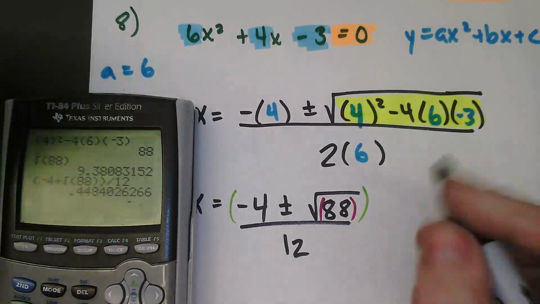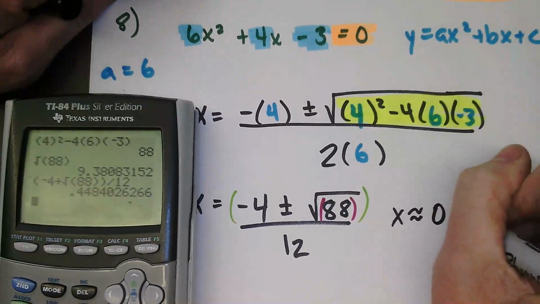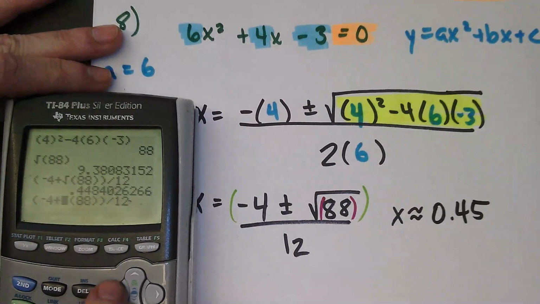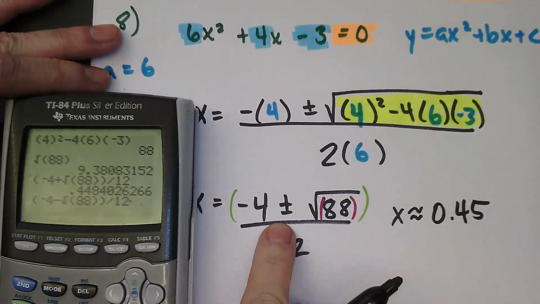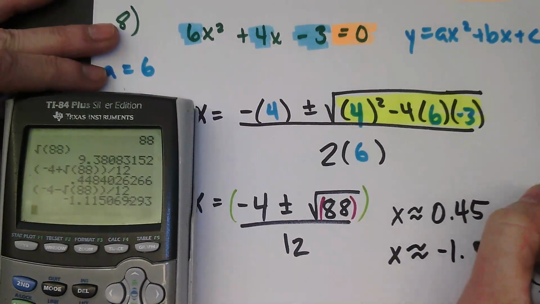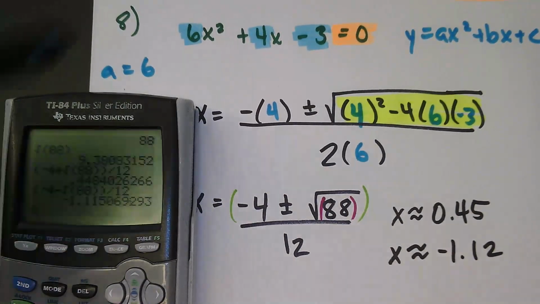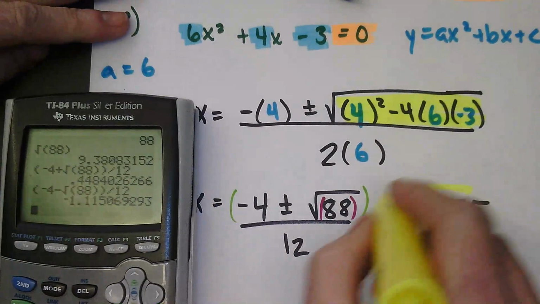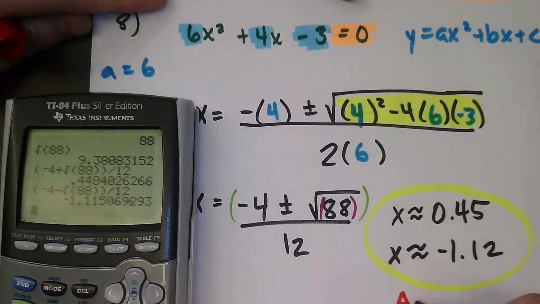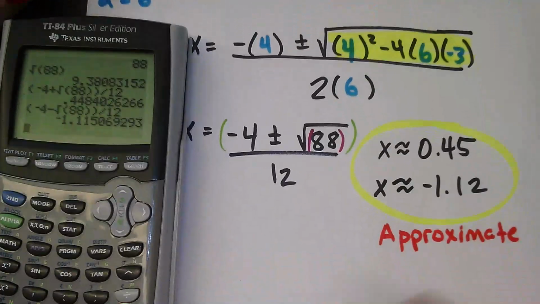So my first answer is x is about, and I'll find it to 2 decimal places, 0.45. And then I'll bring it back up, and I'm going to do everything the same, except I'm going to make that minus, because I can only do one at a time. And this one is about -1.12. That rounds to a 2 because of that 5 right next to it. So those are my answers, as long as I'm allowed to give approximate. These are your approximate solutions. They've been rounded. They have decimal equivalents.